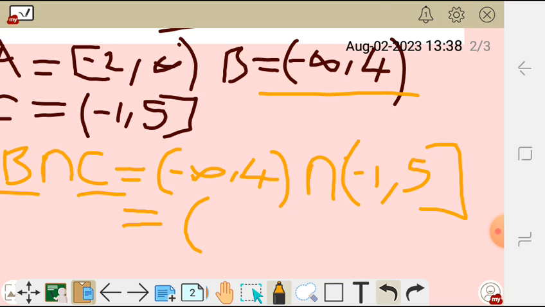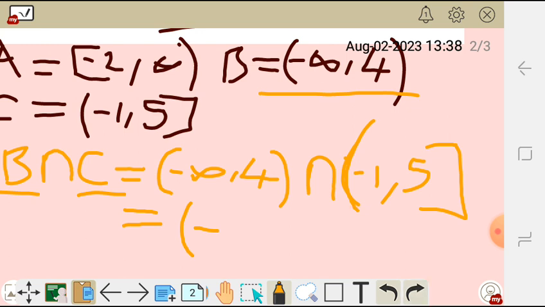Why? Because it's the smallest number which is found in B and in C there. So we're going to have negative 1. Is it included? No, it's not included here. Why? Because in this set it is not included. It's an open interval, so we're going to use an open interval this side. Negative 1, it is not included. It is an open interval there.